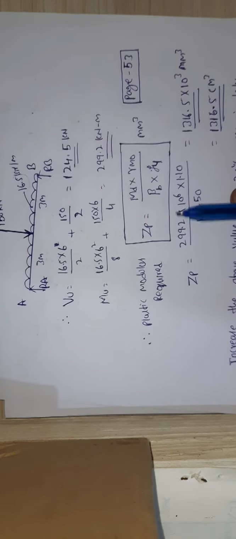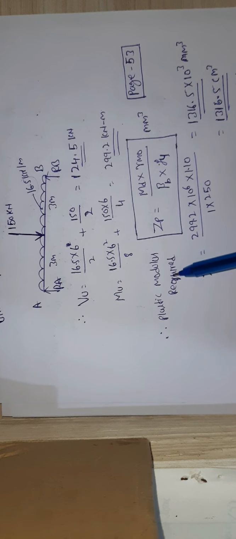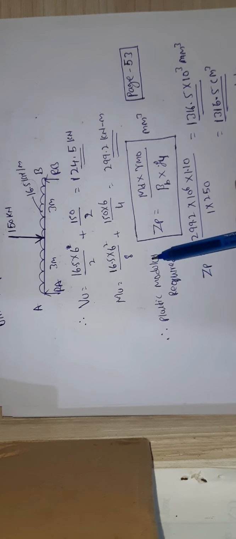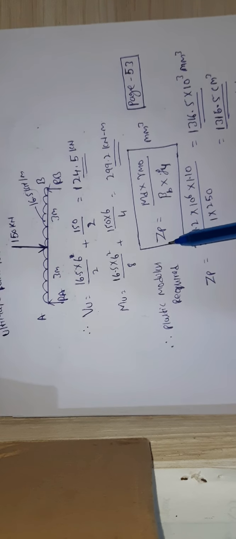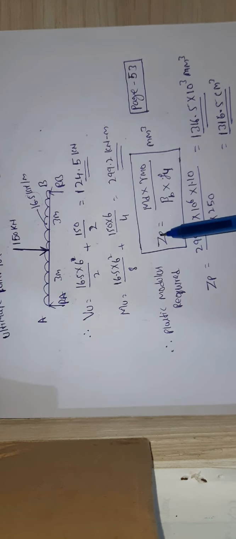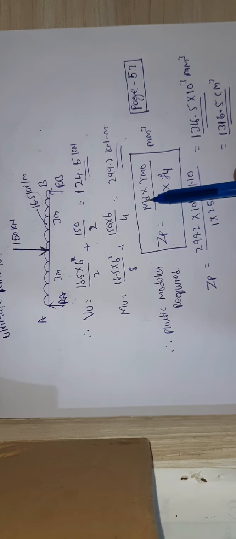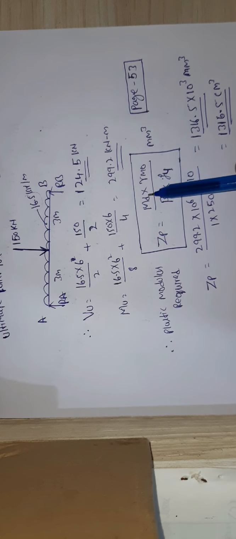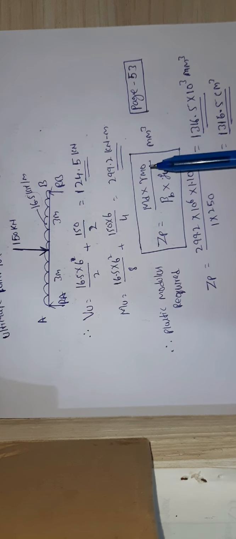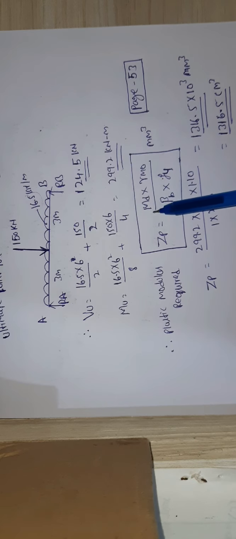ZP equals to, guys, please. To select the sections, I need to calculate the plastic modulus, ZP. Plastic modulus is taken as ZP. So I need to find that out. How to find it? By using the bending strength formula. ZP equals MD into gamma m naught divided by beta b into Fy. MD means the ultimate load, and gamma m naught is taken as 1.1, divided by beta b.